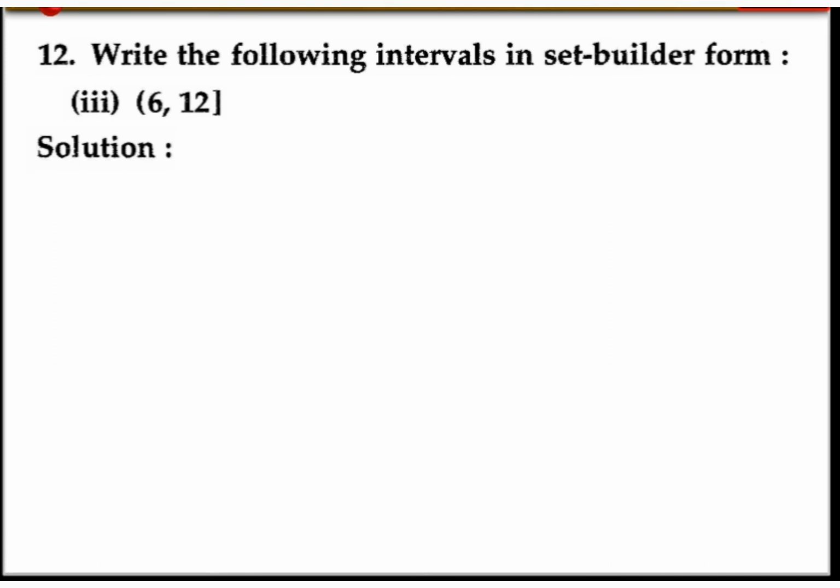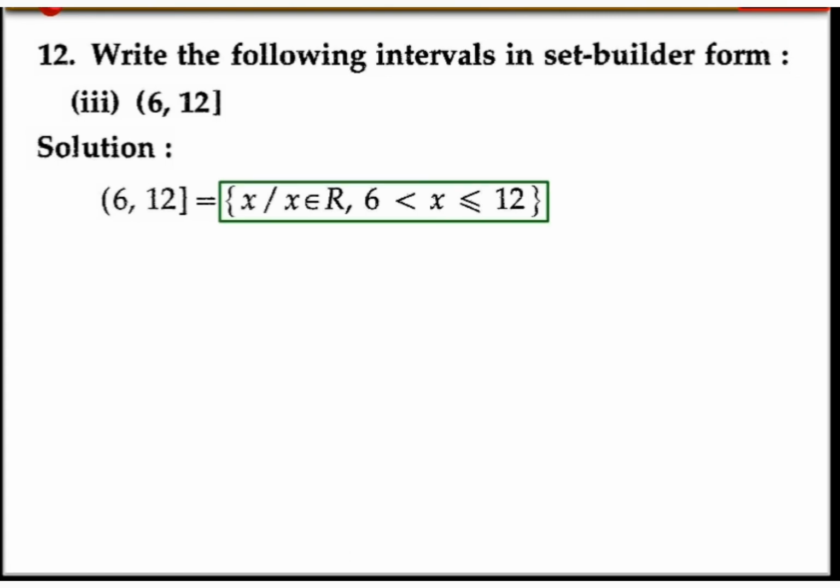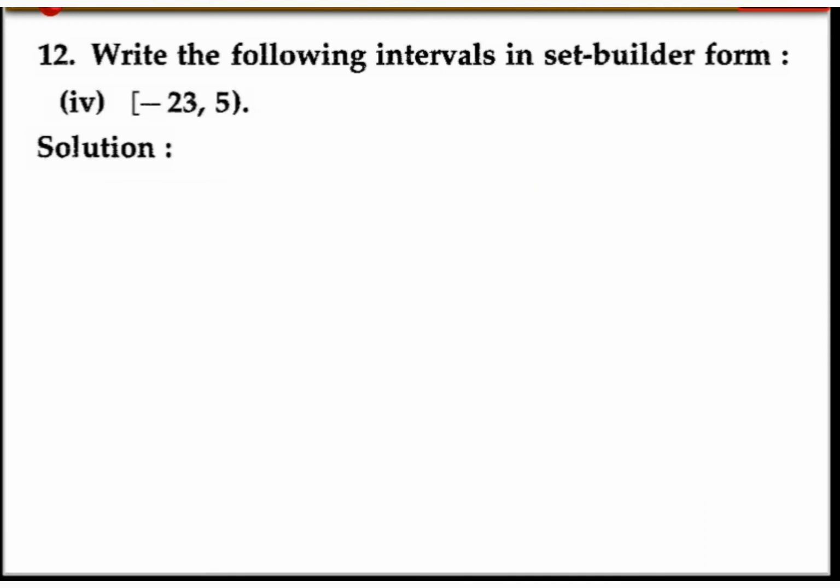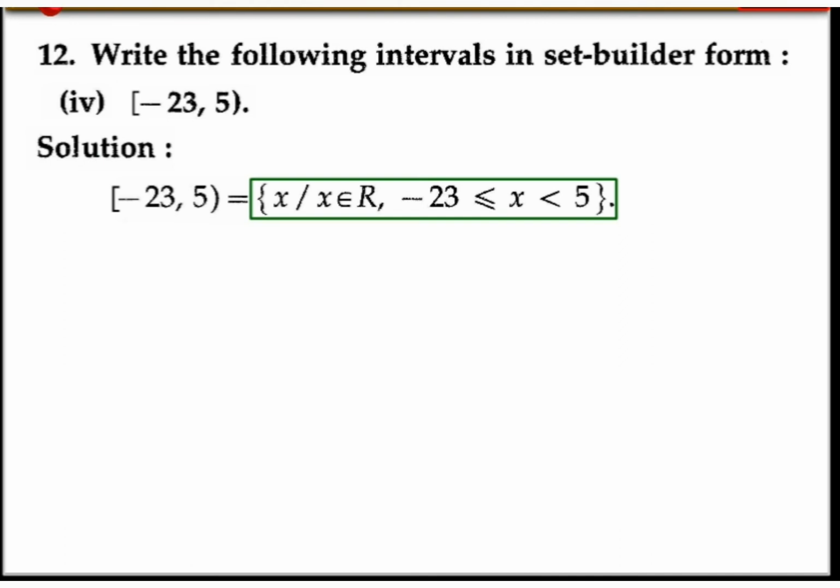Number 3. (6, 12]. Well, here (6, 12] is equal to the set of all x where x belongs to R, x is greater than 6 but less than or equal to 12. Number 4. [-23, 5). Now we have [-23, 5), which is equal to the set of all x where x belongs to R. Now here x is greater than or equal to -23 but less than 5.